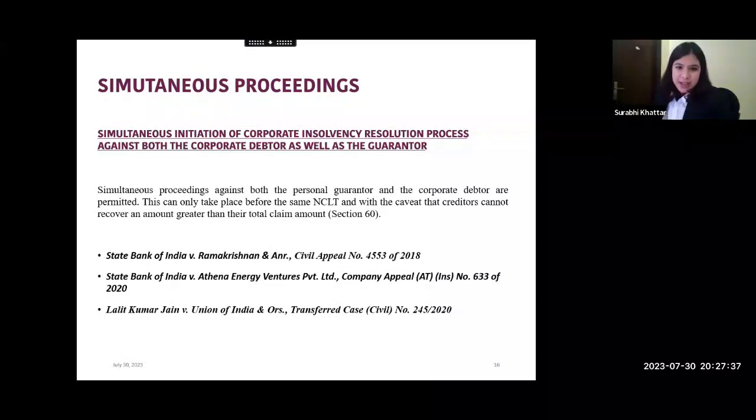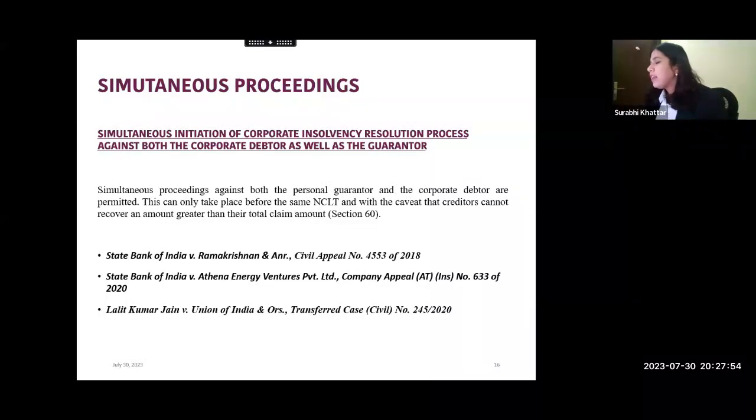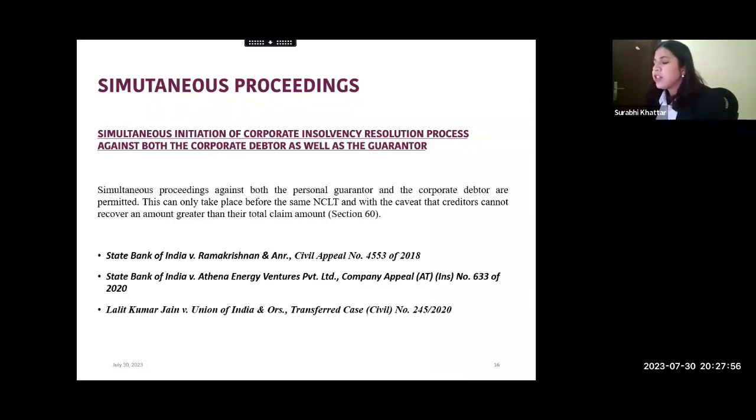Interestingly, sometime later, on the issue of personal guarantors, while of course the principle can equally be applied to a corporate guarantor as well, the Supreme Court in Lalit Kumar Jain held that approval of a resolution plan relating to a corporate guarantor does not discharge the liabilities of personal guarantors to corporate debtors, thereby again upholding the coextensive liability of the principal borrower and the guarantor.